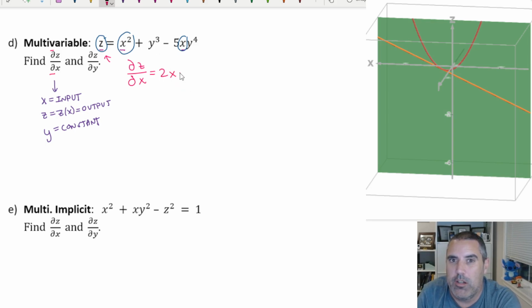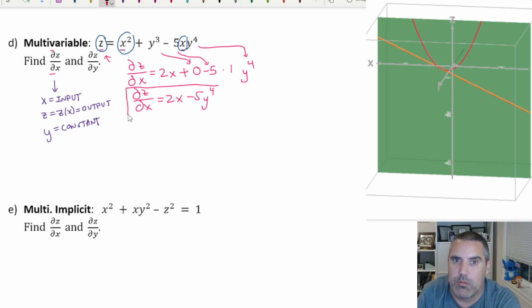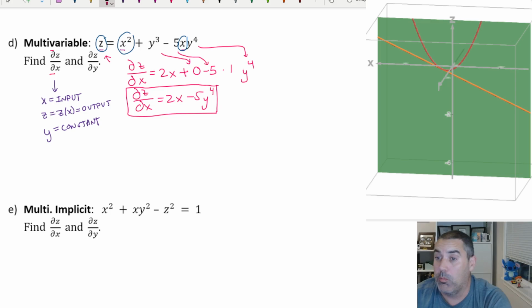The derivative of a constant is 0. So I'm treating that like a constant. And the 5 and the y to the fourth are actually coefficients. They're like numbers. The derivative of x is 1. So you get this slope that says, okay, you give me the x value, you give me the y value, I will look in the x direction, and I'll tell you the slope.